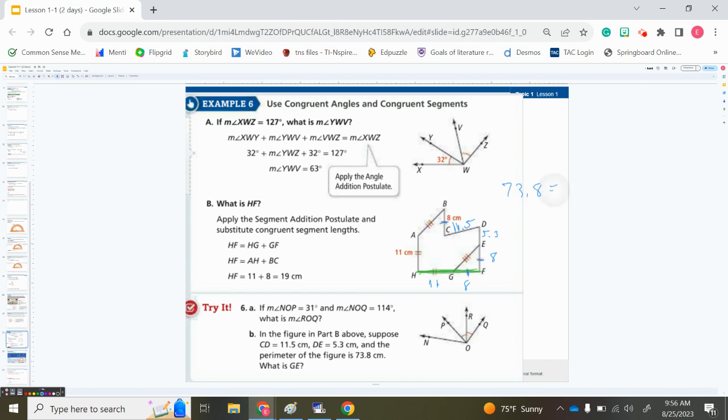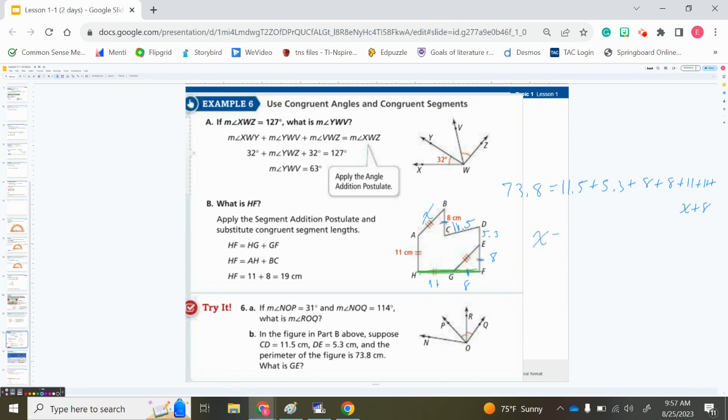So this is going to be 73.8 equals 11.5 plus 5.3 plus 8 plus another 8 plus 11 plus another 11. This is my x plus 8. Does everybody see where that's coming from? I'm going to double check because there's a lot of lengths here, right? 11.5, 5.3, there's 8, there's 8, there's 11, there's 11, there's my x that I'm trying to find, and there's my additional 8.